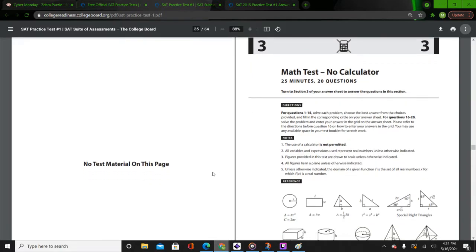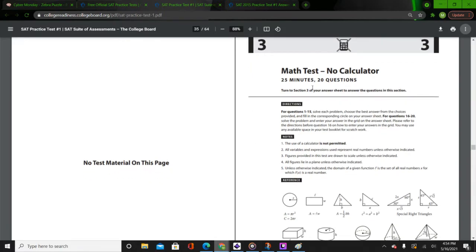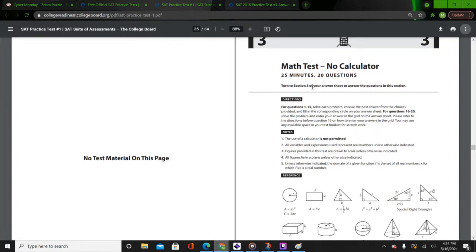Right, so math test, no calculator, 25 minutes, 20 questions. All right, we're not gonna use a time limit because this is just practice and me teaching. So yeah, I do hope. Right. So without further ado, let's read it.